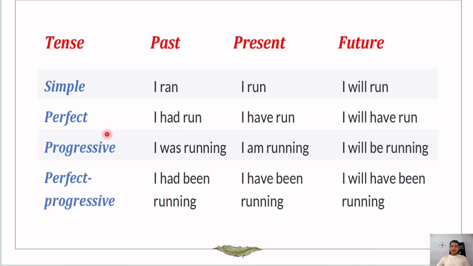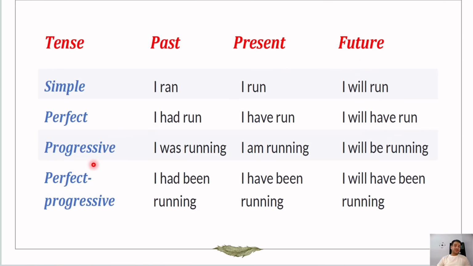For the future perfect tense, the structure is the subject and then will have, and then the past participle form. So for all perfect tenses, it is a must for you to use the past participle form of the verb. So for the future perfect, the structure is the subject and then will have, and then the past participle form, like I will have run.